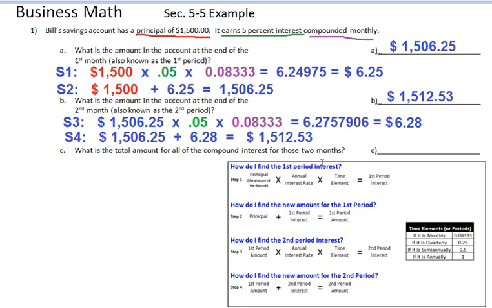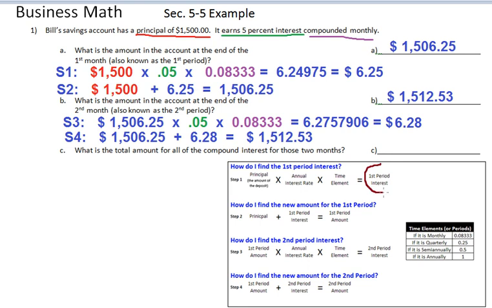Now, so far we've used all of the formulas. The formulas have been helping us out pretty well. It's good stuff happening. But now it's time to find the answer for C. Let's read C carefully to ensure that we know what we're doing. What is the total amount for all of the compound interest for those 2 months? So what we're going to have to do is add up the interest. And you might be wondering to yourself, well, I saw the green underline means interest, right? Yeah, but what they're talking about is not percentages. They're talking about dollar amounts.